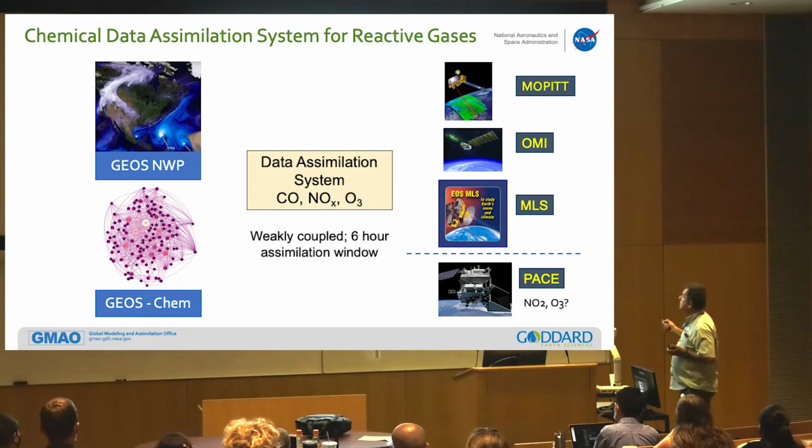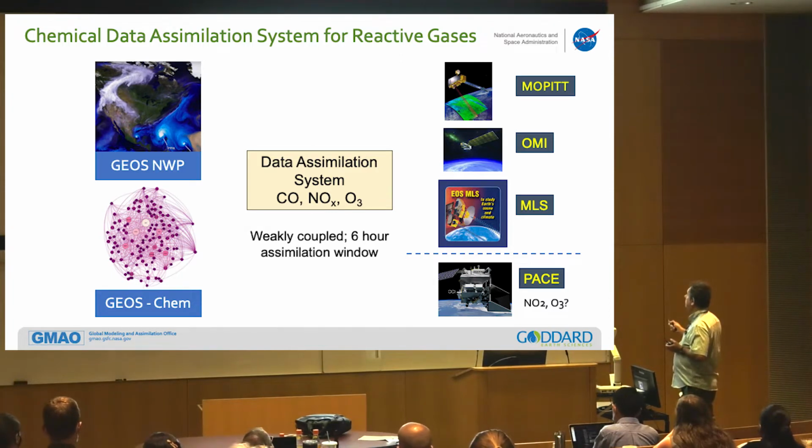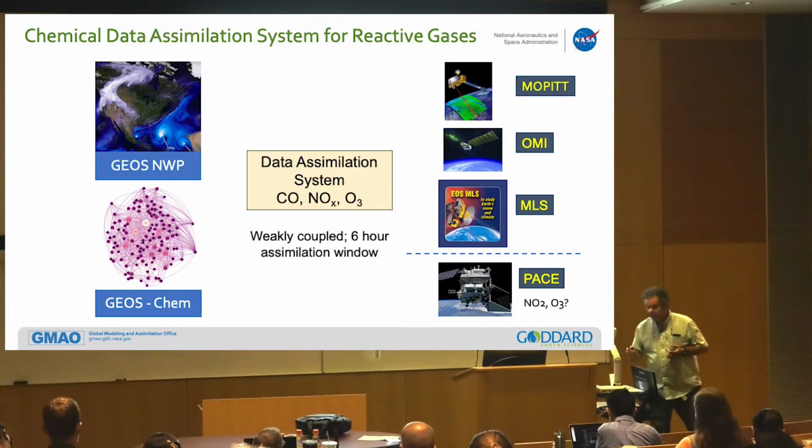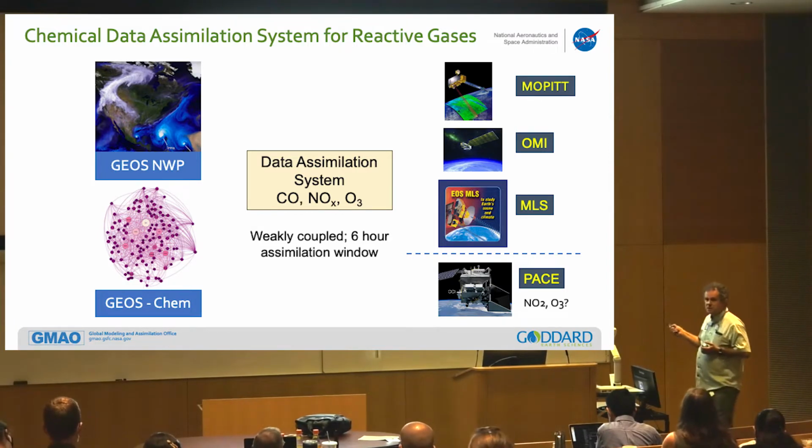And here are currently, they state in our systems, other gases that you cannot simulate, but that's what we're doing currently. You have CO, NOx, ozone, CO2 for the greenhouse gases, the main instruments. And that's what I put here at the PACE, because people have already explored the possibility of getting NO2 from PACE, maybe some residual information about ozone.